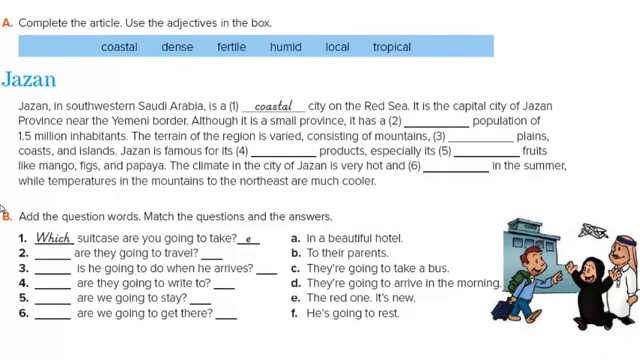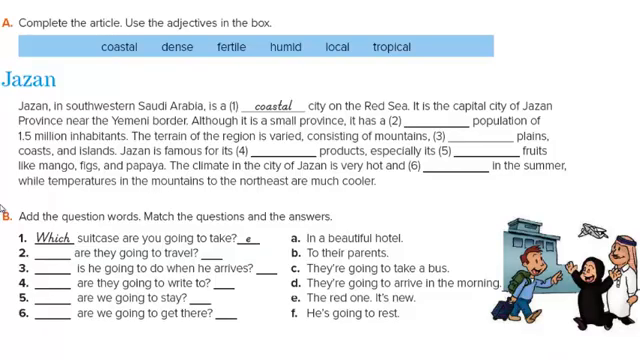Now, here we've got an exercise. Complete the article. Use the adjectives in the box. Okay? Are you ready? Jazan is in southwestern Saudi Arabia. It is a coastal city on the Red Sea. It is the capital city of Jazan province near the Yemeni border. Although it is a small province, it has a blank population of 1.5 million inhabitants. The terrain of the region is varied, consisting of mountains, blank plains, coasts, and islands.